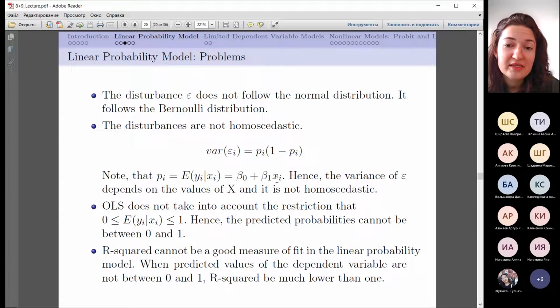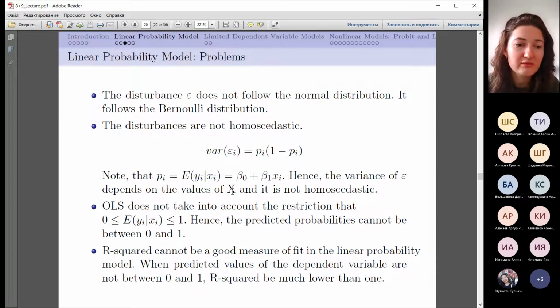Because again, the variance of our error term depends on the values of x, and it's not homoscedastic. The third point here we've just discussed, but this is one of the main problems in the linear probability model: unfortunately, the ordinary least squares method doesn't take into account the restriction that now the probability and your dependent variable should lie within the interval from 0 to 1, because the ordinary least squares assumption doesn't understand that you work with the binary variable with some probability.